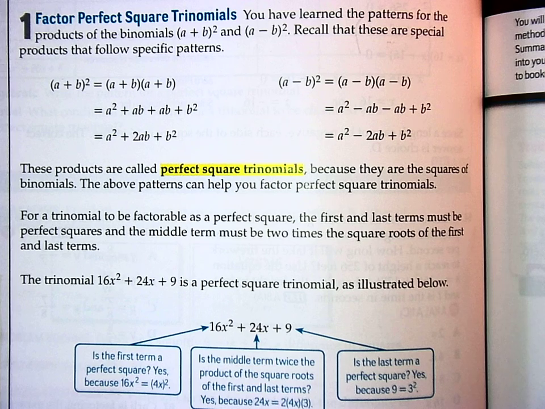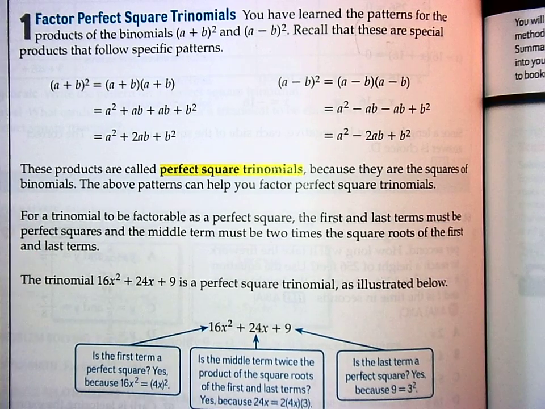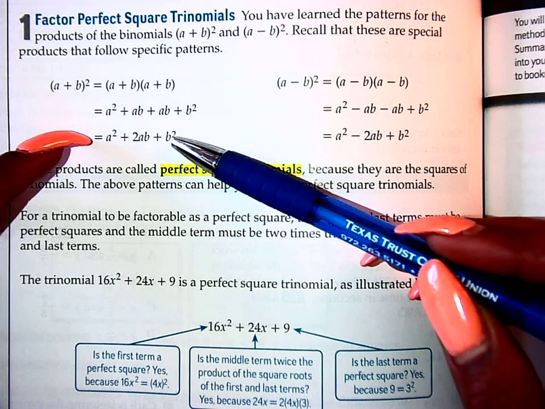For a trinomial to be factorable as a perfect square, the first and last terms must be perfect squares and the middle term must be 2 times the square roots of the first and last terms. Okay. So, that is just a whole lot of jumbo for a very simple thing. Okay? Let's take a look here, what we have here.